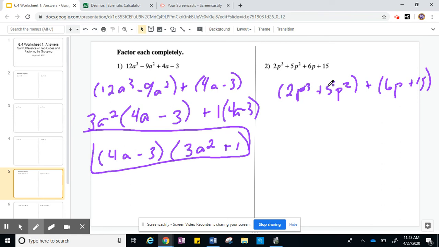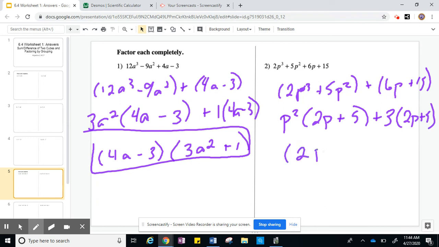Then we have a p cubed and a p squared, so I'll factor out a p squared. Then we're left with 2p plus 5. And then the second set of parentheses, we have 6 and 15. I can factor a 3 out of that, and we're left with 2p plus 5. So then we've got this.